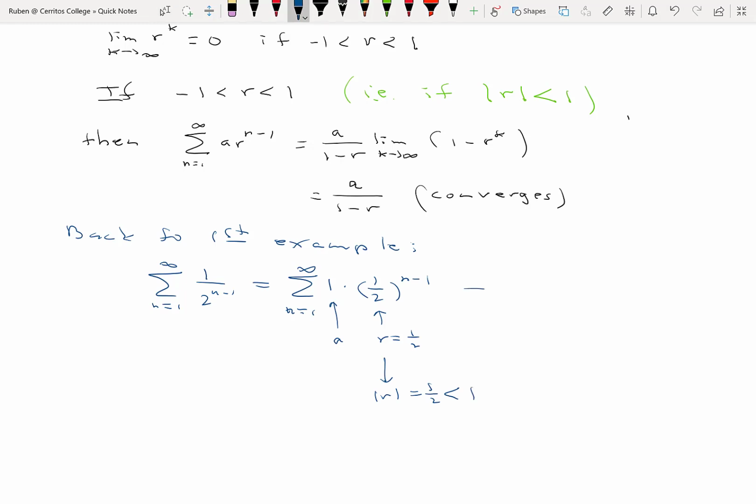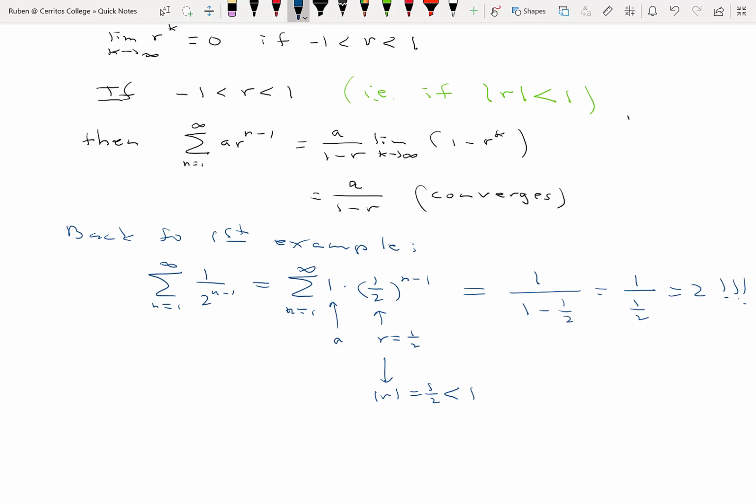So the series converges to A, the first order of pizza, over 1 minus R. 1 minus 1/2 is 1/2. 1 over 1/2 is 2. So this conclusion that we make, if R is between -1 and 1, the series converges to A over 1 minus R, works in the first example. It must. Okay, so let's finish this off.